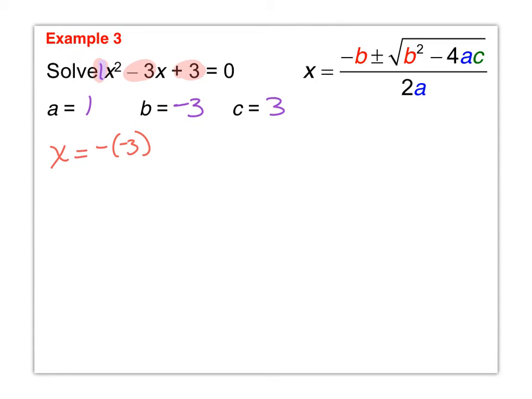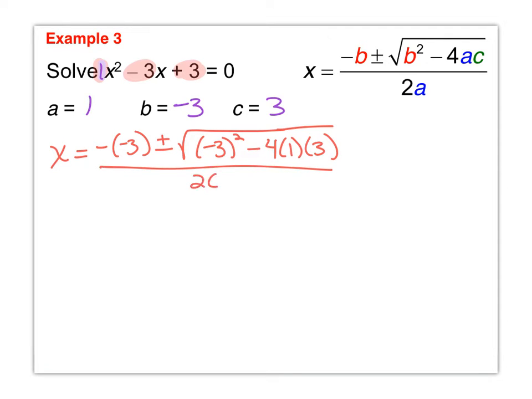We can plug this into the quadratic formula where x equals negative b, so it's the opposite of negative 3, plus or minus the square root of b squared. I like to put the b squared in parentheses because you want to make sure you square the entire quantity b, not just the 3. B squared minus 4ac, where a is 1 and c is 3, all divided by 2a, or 2 times 1. We want to simplify each step here. The opposite of negative 3 is positive 3 plus or minus the square root of negative 3 quantity squared is 9, and minus 4ac, 4 times 1 times 3 is minus 12, all divided by 2a, or 2 times 1.